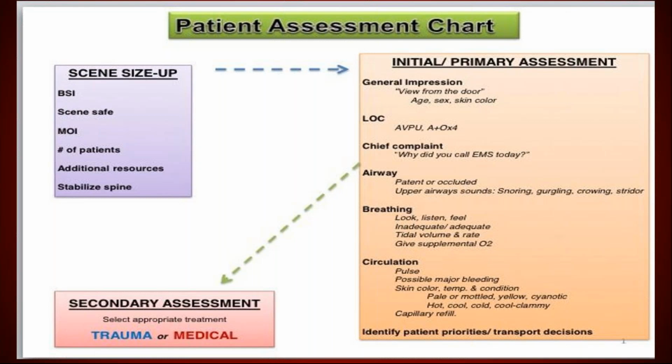In the previous chapter, we talked about scene size up, which is going to be taking our BSI precautions, identifying any potential hazards and ensuring that scene is safe, recognizing whether it is trauma related or medical related, utilizing our mechanism of injury or nature of illness, followed by identifying the number of patients or additional resources. And one thing that we didn't touch on too much in that previous chapter is this is when we should also be identifying whether this patient needs C-spine stabilization. So we've identified all of our scene size up components, and this is where we are going to approach our patient and utilize our primary assessment.